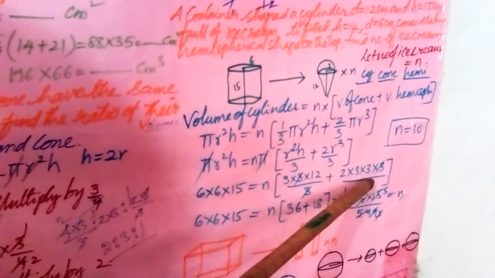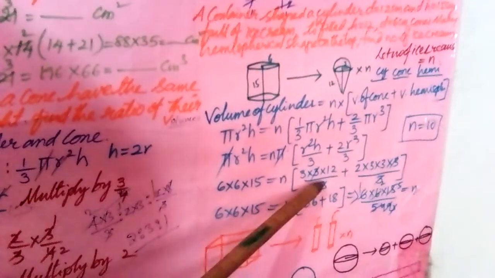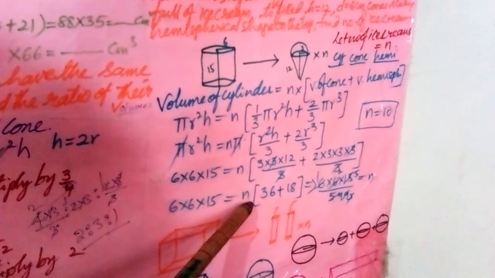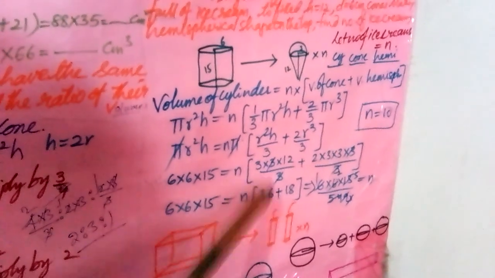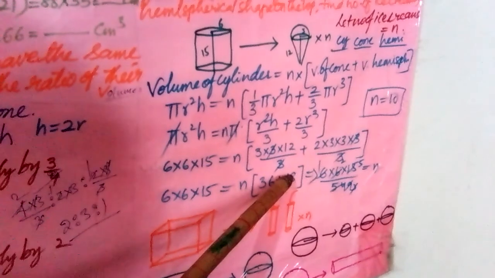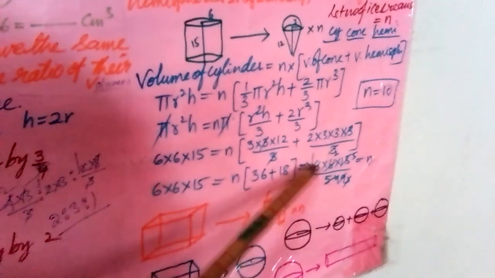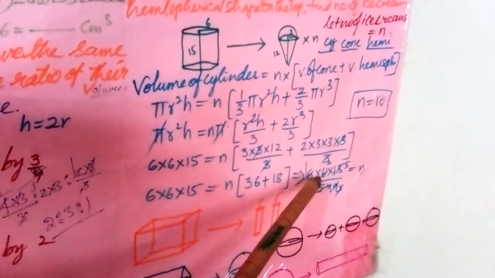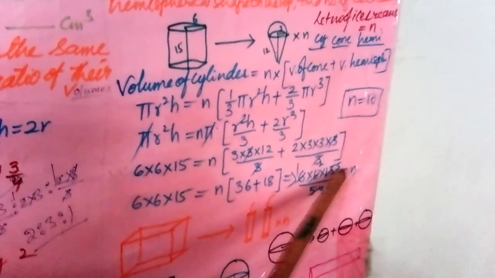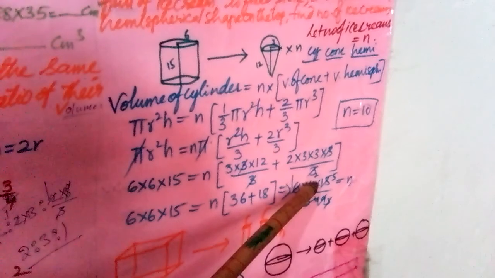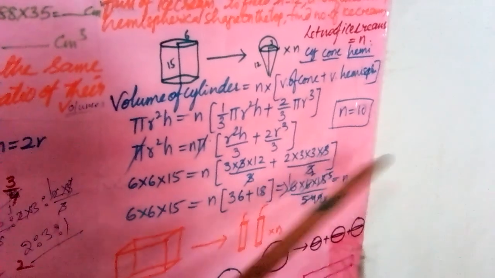So do the cancellation which is possible, and 6 into 6 into 15 is on the LHS, equal to n into the simplification of the first term, 36, plus 18. This total is 54, transposing to the other side: 6 into 6 into 15 by 54. After cancellation, n is equal to 5. Okay, but the remaining number is there; I think that value will be the required answer.